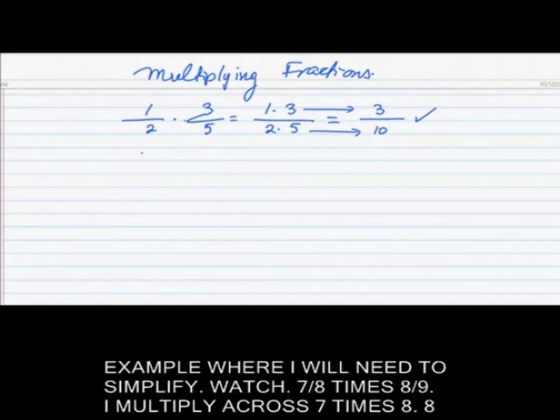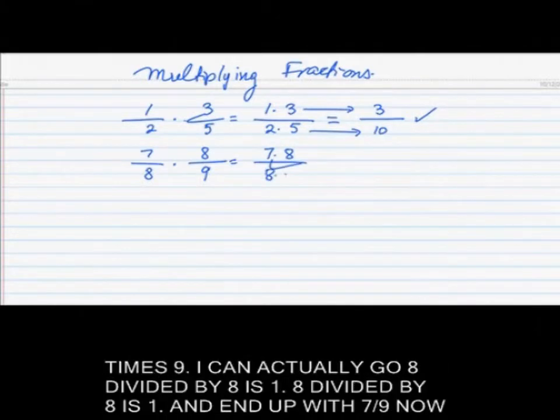Let's try an example where I will need to simplify. Watch. 7/8 times 8/9. I multiply across, 7 times 8, 8 times 9. I can actually go 8 divided by 8 is 1, 8 divided by 8 is 1, and end up with 7/9. Now I'm done.